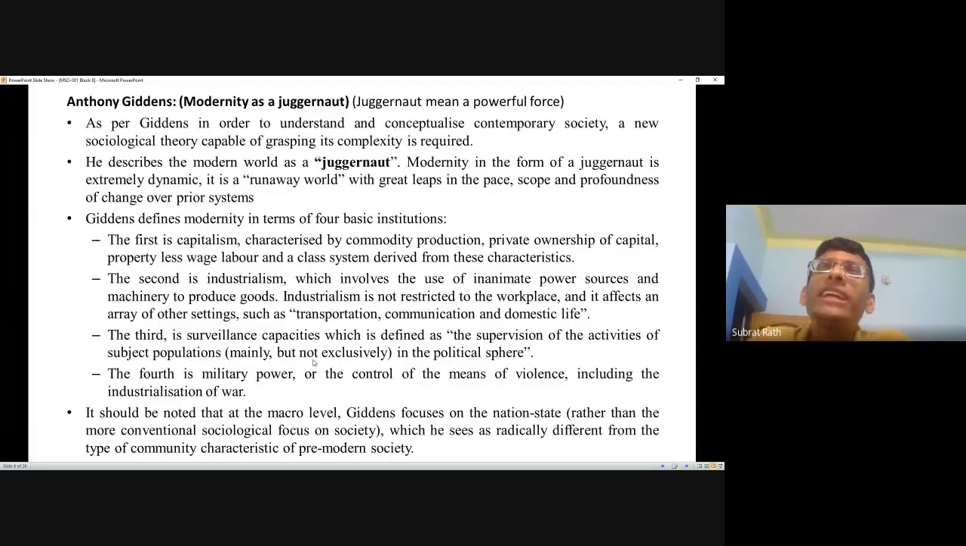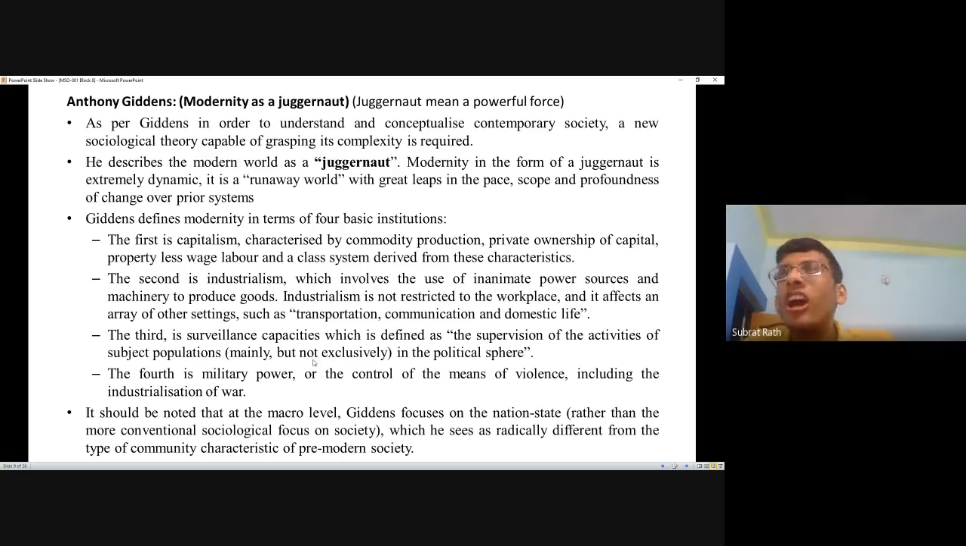So, how did Anthony Giddens try to understand modernity? That means we are here in the theoretical approach to modernity. Anthony Giddens has argued that modernity is a juggernaut. What does juggernaut mean? It means a powerful force. For Anthony Giddens, in order to understand and conceptualize contemporary society, a new sociological theory capable of grasping its complexity is required. That means he is saying that modern society is so powerful that a powerful theory is needed to understand its powerfulness.